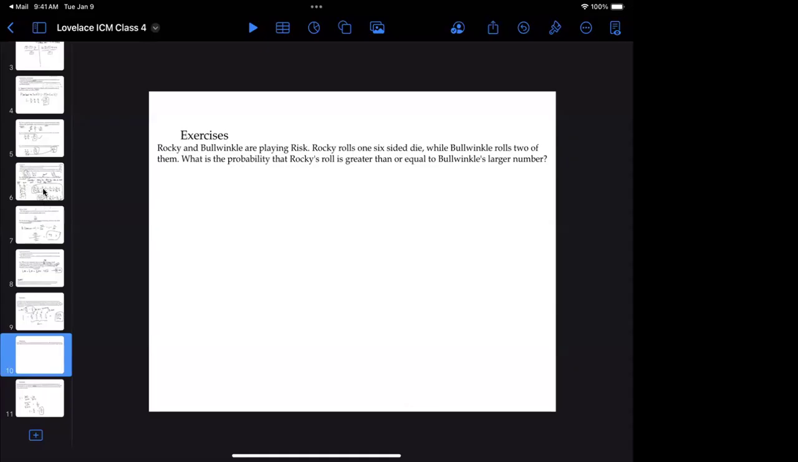Are you going to post the full solution to this question on the Google Classroom? Yeah, I'll write it out after class and post it. Okay, is this the last question we have? Yeah. Okay, thank you.